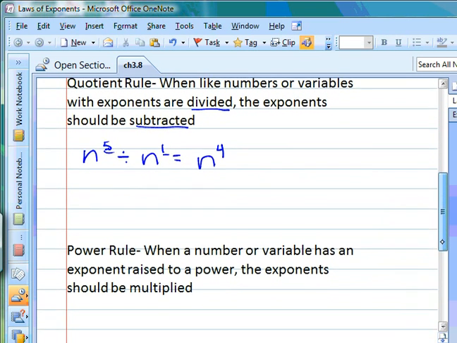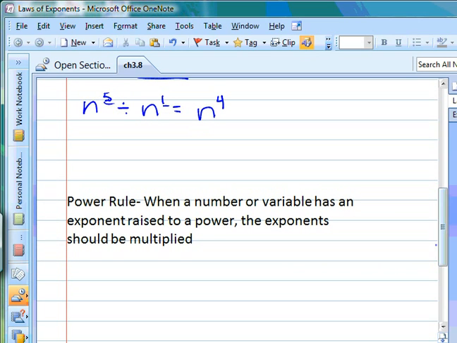The last rule we're going to talk about is the power rule. The power rule sounds complicated, but it really isn't. When you have a number or variable that has an exponent with it, and it's raised to a power, in other words, you have a power to a power or an exponent to an exponent, then you multiply the exponents together. So if you'd have n to the 2nd power to the 5th power, then we would take the 2 exponents, 2 and 5, and multiply them to get n to the 10th power.